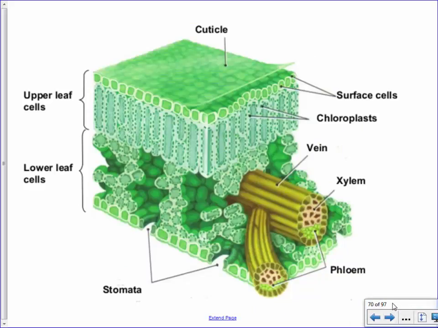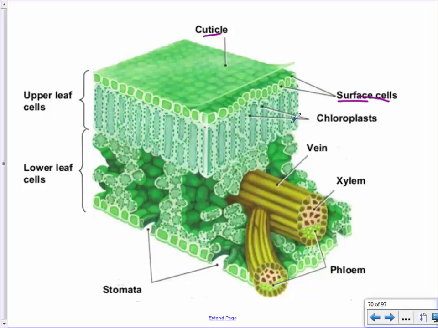The actual plant leaf itself has a lot of different terms you should know. Cuticle is the top layer. It's transparent. Needs to be transparent so sun can go through it. The surface cells are called dermal tissue. Same thing. They're see-through. Chloroplasts are found in the next layer.